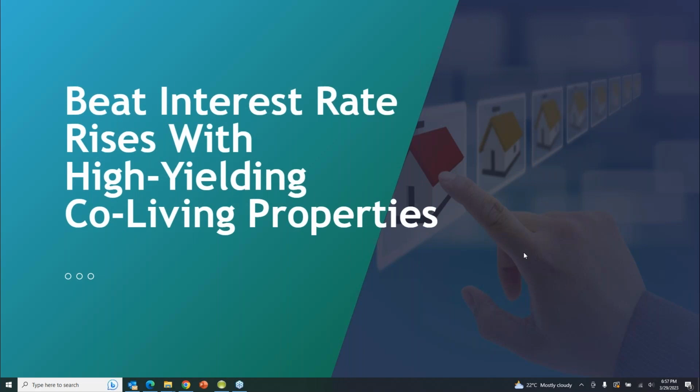I'm sure we've all seen that pause in the market over the last few months, but when you look at recent auction clearance rates, buyer confidence, and some of the prices that are achieved, very high. So it's a fantastic time to look at property investment as a strategy.